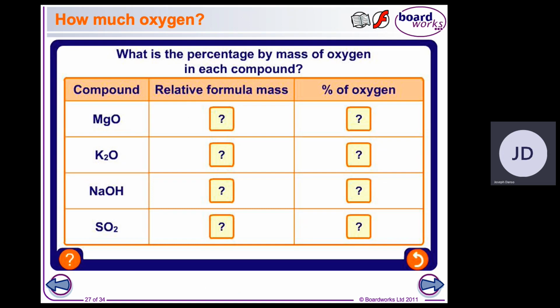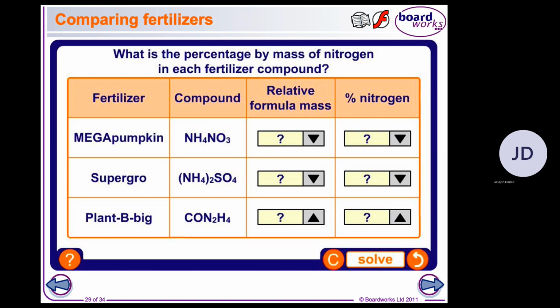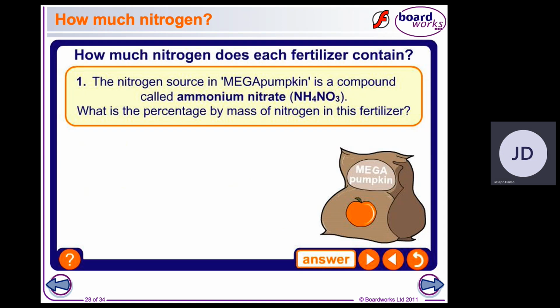Pause the video and calculate the percentage by mass of oxygen in all these compounds: magnesium oxide, potassium oxide, sodium hydroxide, and sulfur dioxide. Calculate the percentage by mass. Pause the video and have a go. Okay, I hope you got them correct.